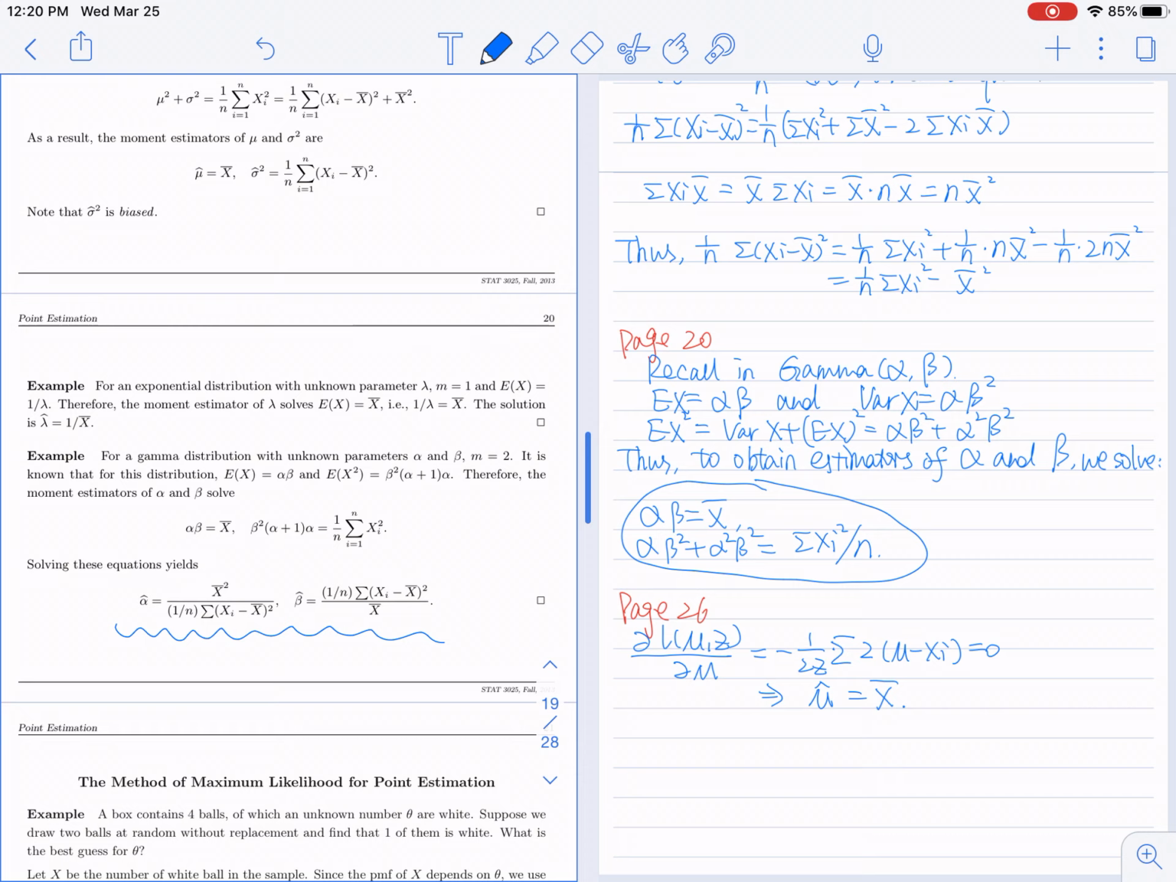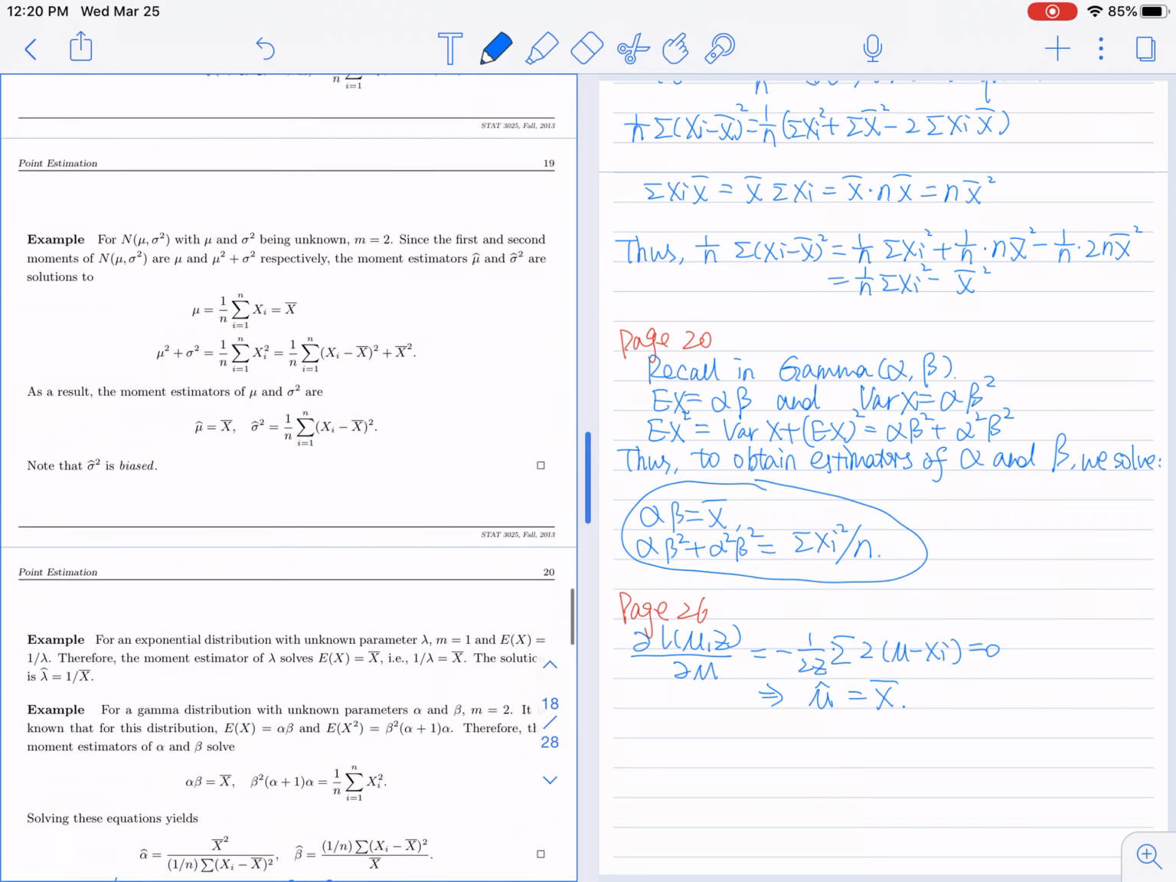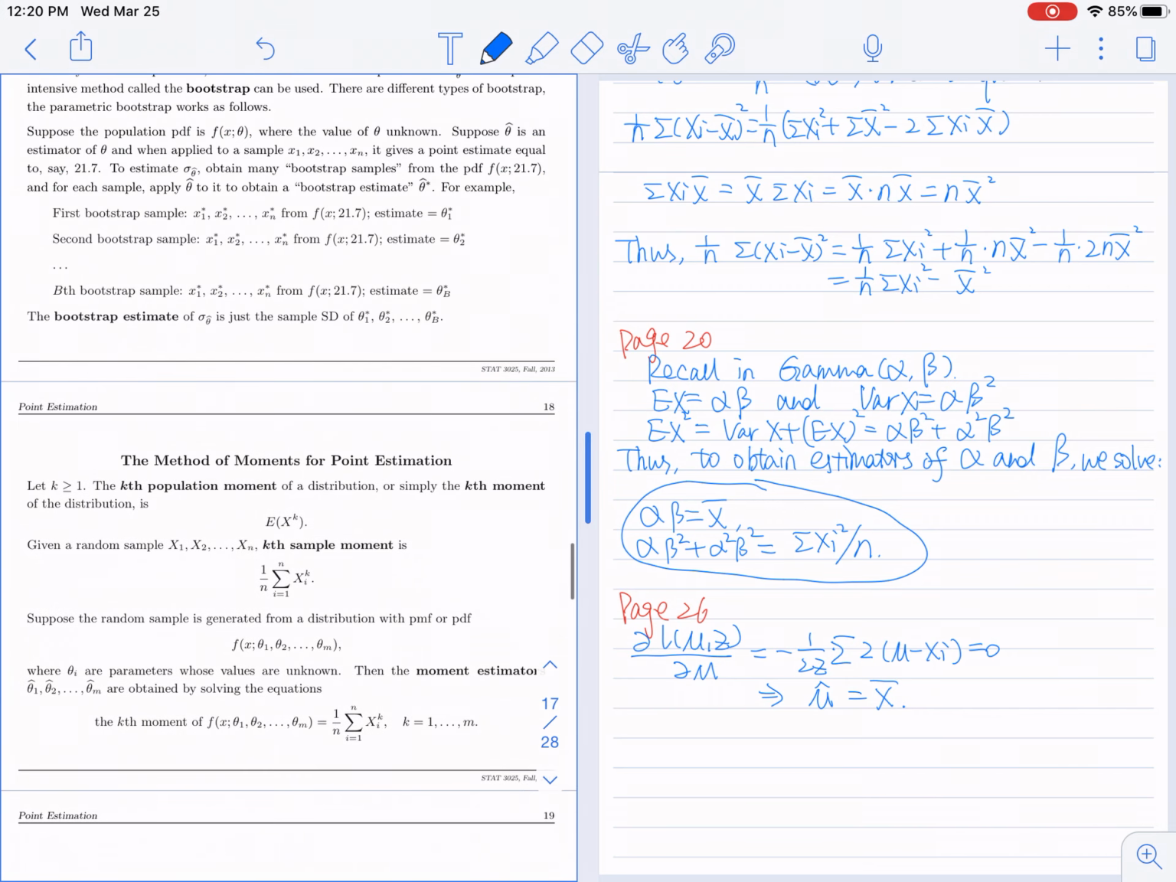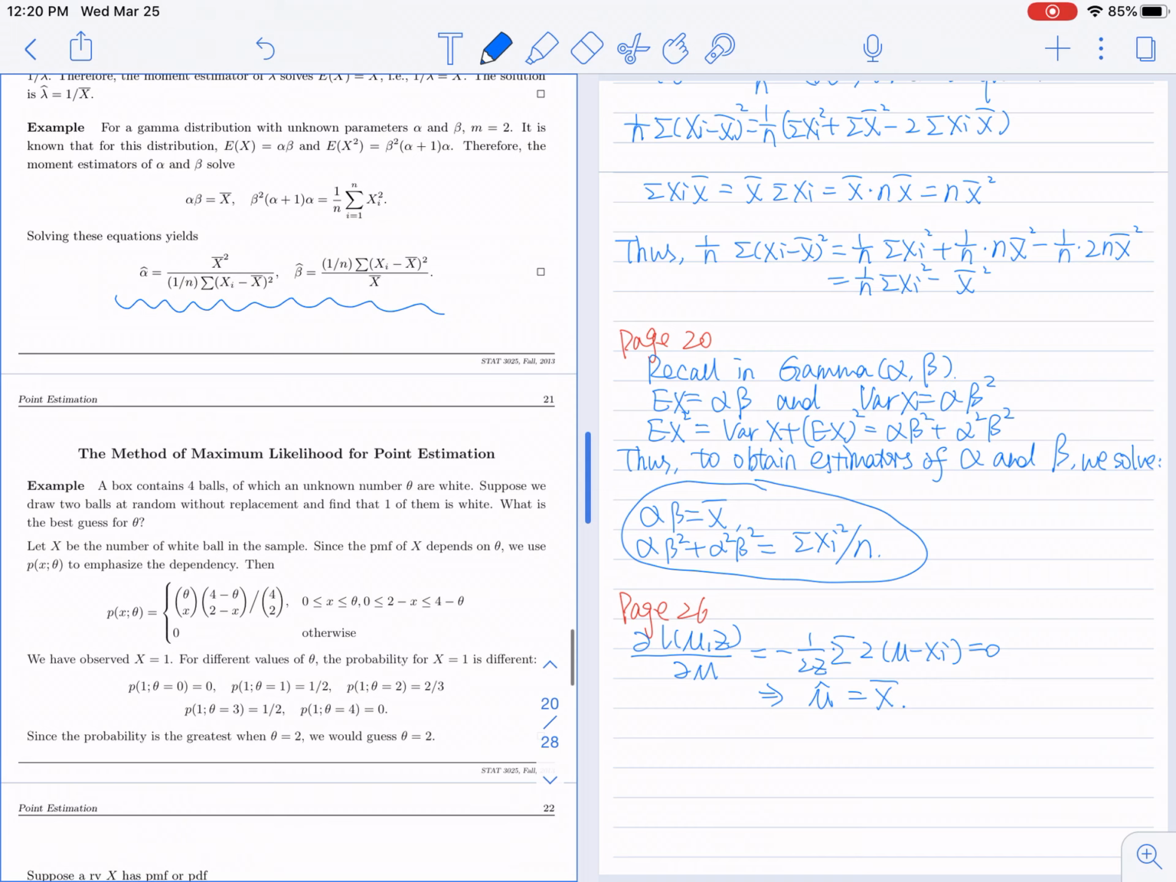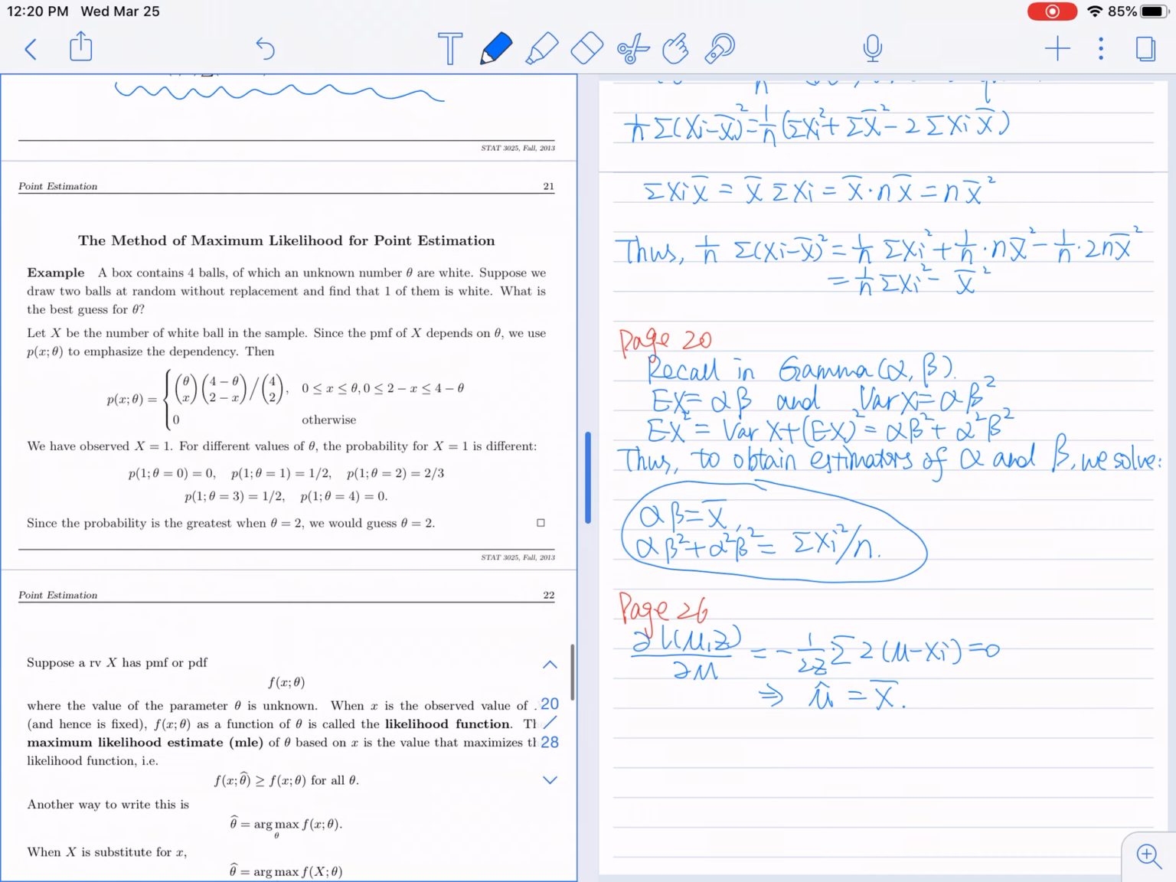So in a word, this is called the method of moments. The method of moments provides us a way to estimate those parameters in the population. Besides the method of moments, let us introduce a more widely used method called the method of maximum likelihood. And let us give a starting example.